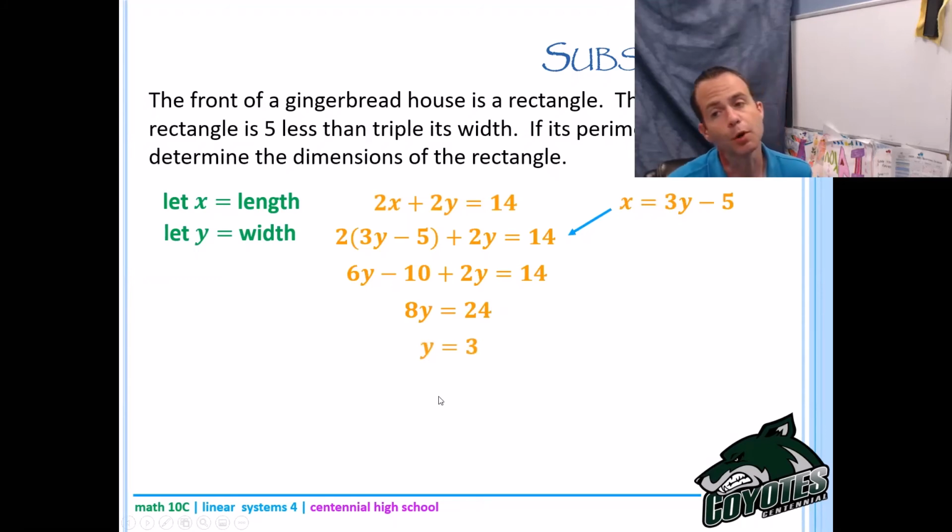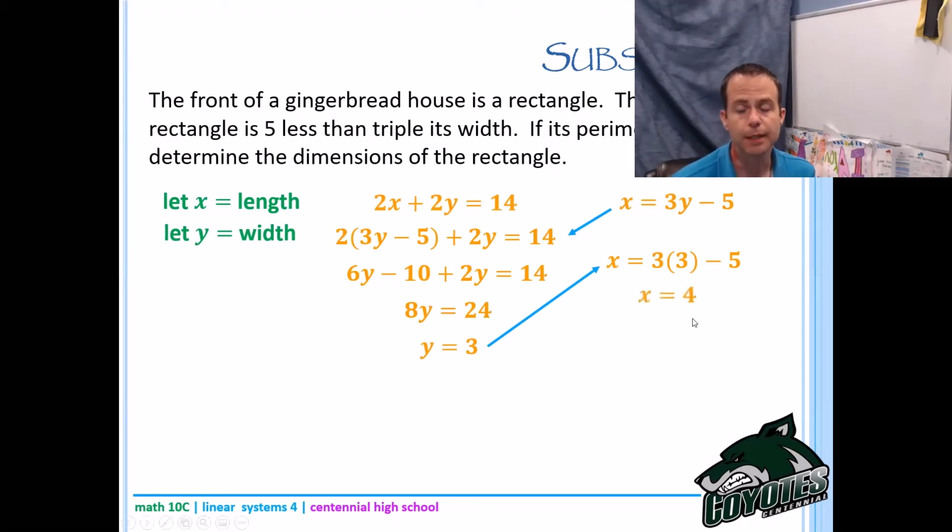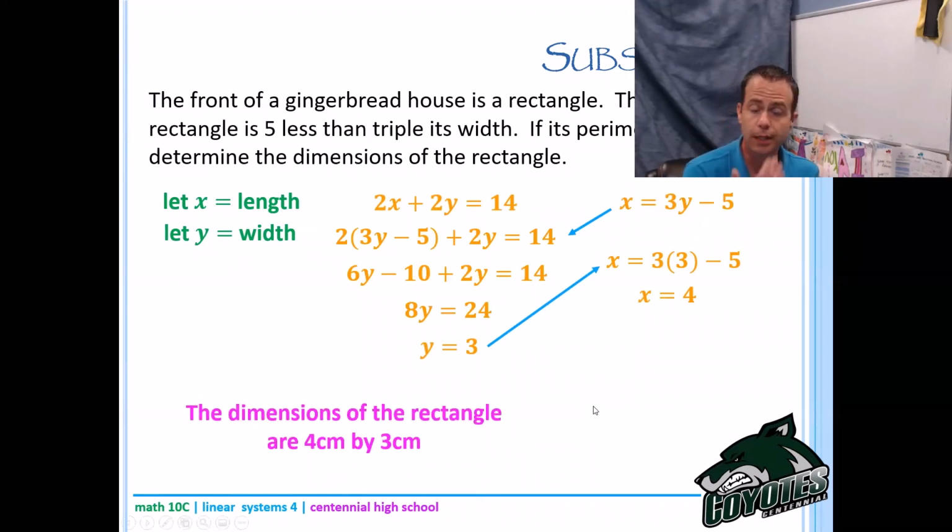Now I'm going to take that information and go back to my original equation that I had left off on, and plug that information in for y so that I can solve for x. So that's going to give me x is 9 minus 5, which is 4. Okay, now remember, the solution to this is not a coordinate point anymore because it's a word problem. So you have to actually answer the question. The question asked you for dimensions, so we conclude the dimensions of the rectangle are 4 centimeters by 3 centimeters.